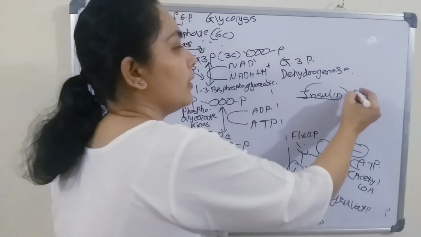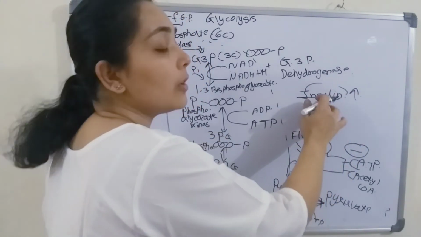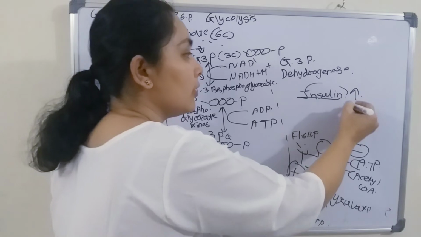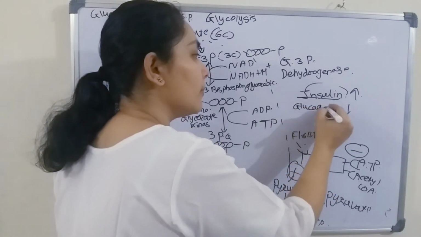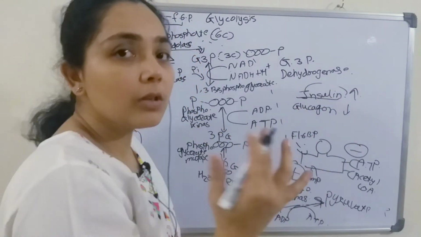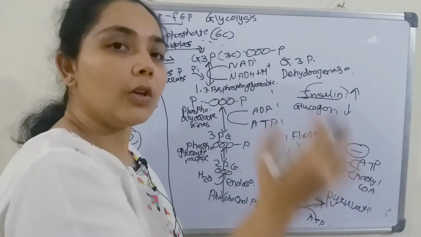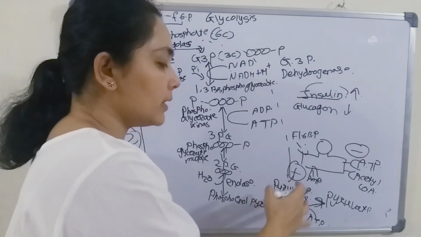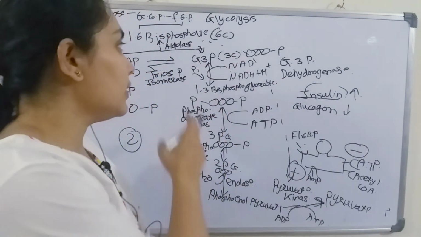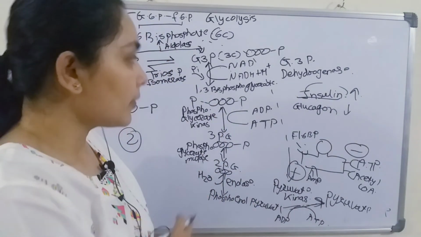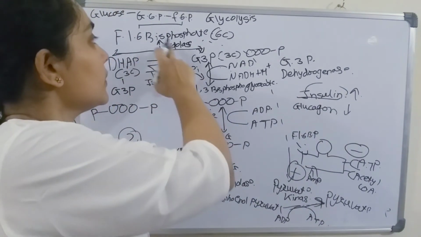This happens when the glucose concentration is high, and if the glucose concentration is low, the hormone is glucagon. Glucagon means the glucose gone. So glucagon will suppress the activity of the enzyme by reducing its production. Okay, I hope everything is clear up to this step, that is from the fructose 1,6-bisphosphate.